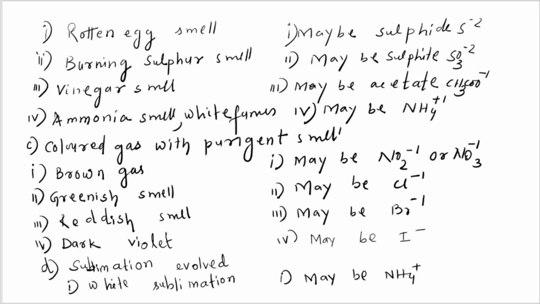Vinegar smell. You know vinegar smell, which is generally present in our kitchen, and that is dilute acetic acid, so here it may be acetate. So here acetate is present. What is the acetate here? Acetate means CH3COO minus 1. So the next is ammonia smell.